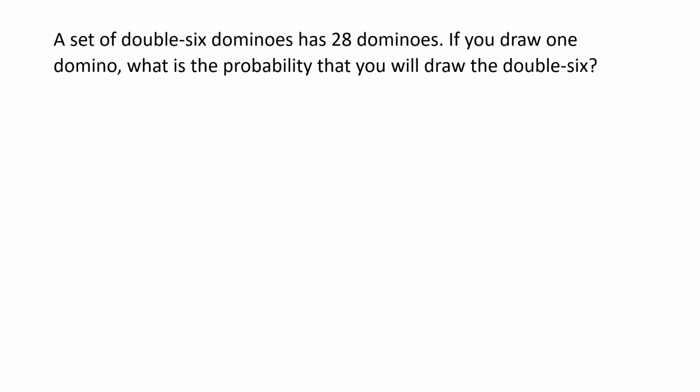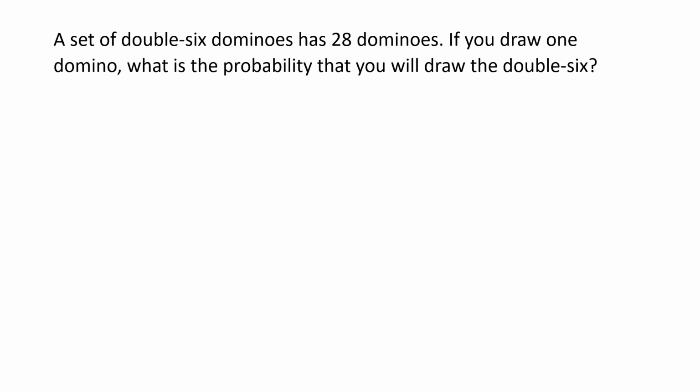So the first question that I want us to look at says, a set of double 6 dominoes has 28 dominoes. If you draw one domino, what is the probability that you will draw the double 6? So a double 6 domino is just the 6 on both sides, 6, 6, right? There's a total of 28 dominoes, and we're asked to find the probability. And probability is what we want over the total.